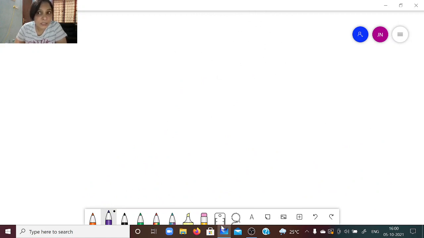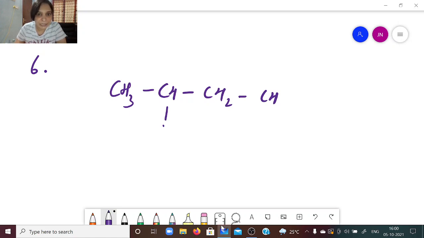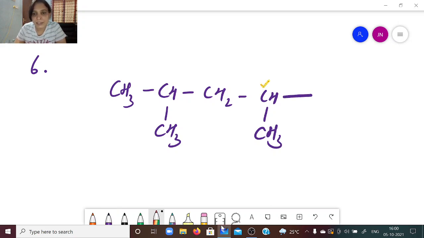Now, suppose the branches are coming with other branches. That is, in a branch, if extra branches are there, then how will you name it in the IUPAC system as well as in the common system? Let us see that. Example, this is rule number 6. CH3, CH, CH2, CH. Then CH3, one branch here, CH3, one branch here. And this carbon is attached to the main organic compound.